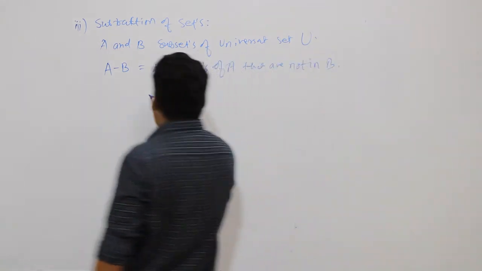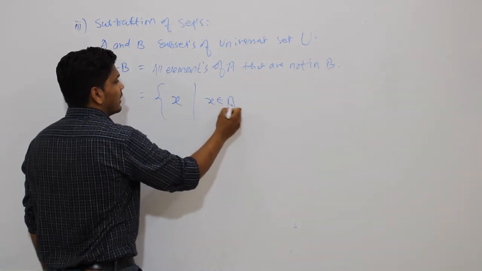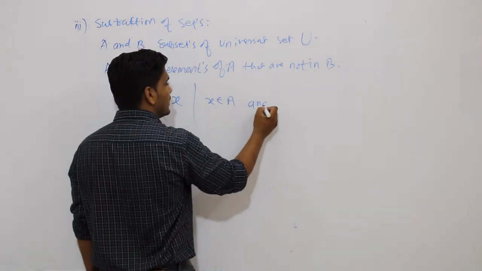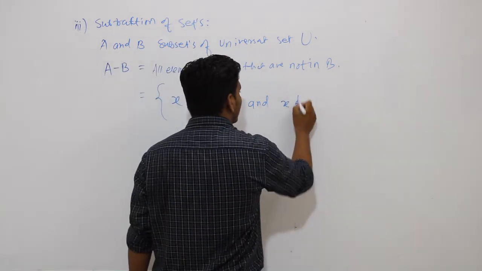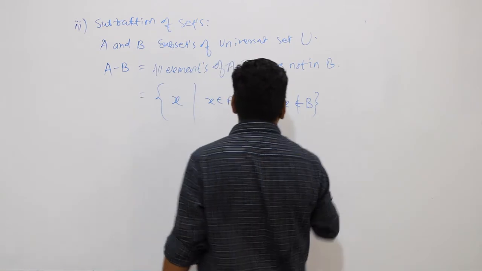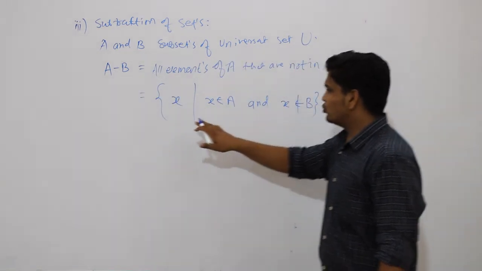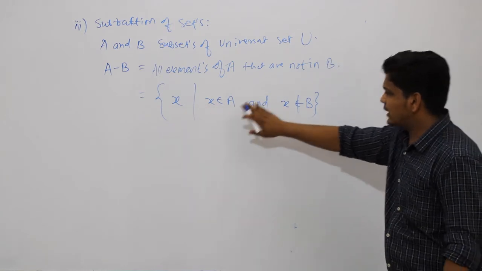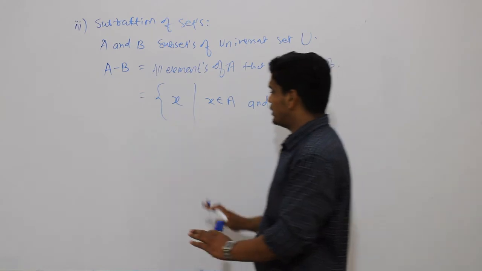It is nothing but those elements from A, and that element from A must not be in B. Means x does not belong to B. A minus B will have those elements that are in A, but that element must not be in B. We will remove all those elements that are in B from A.